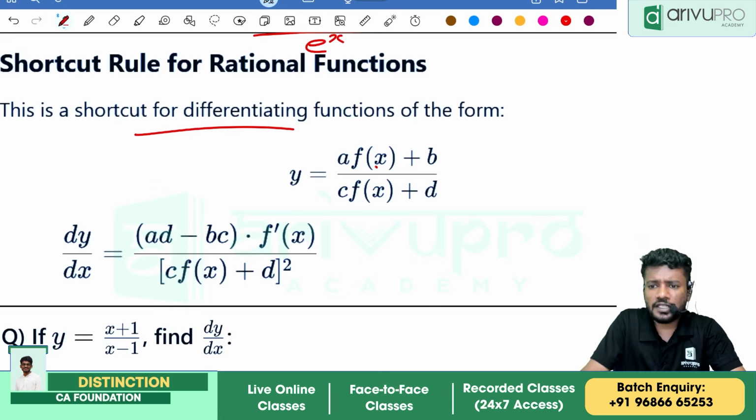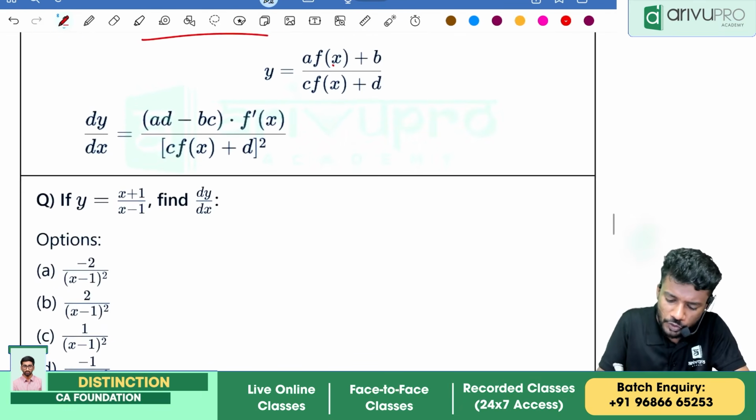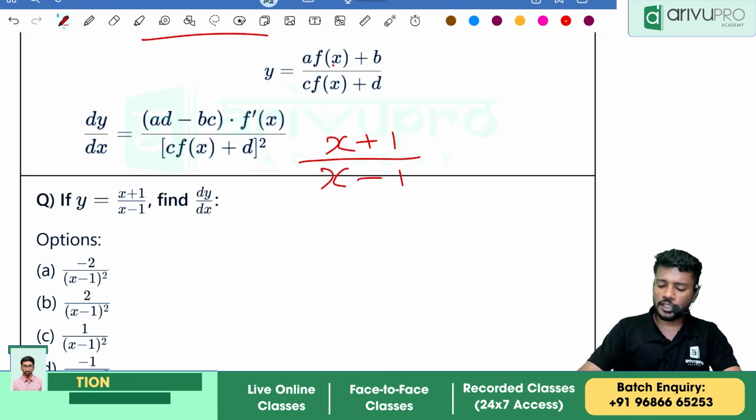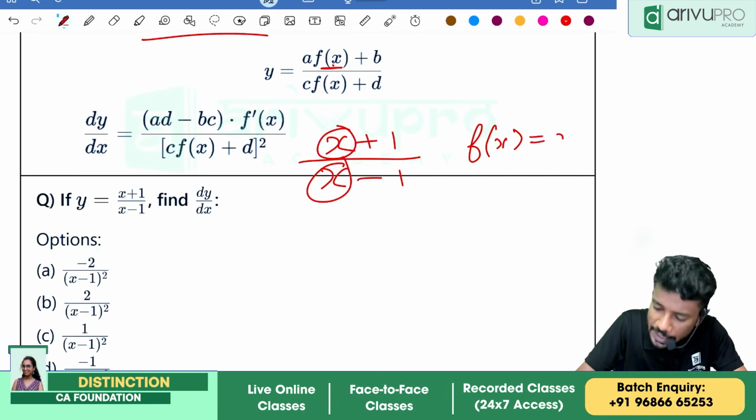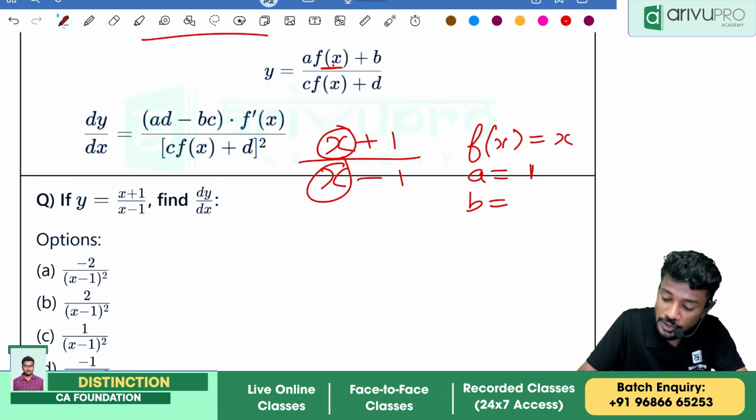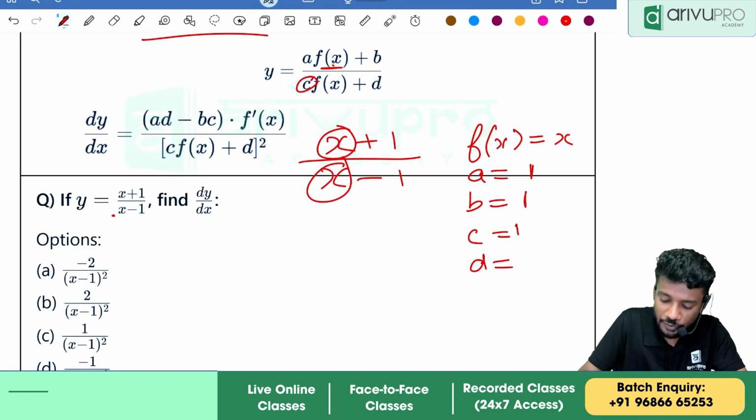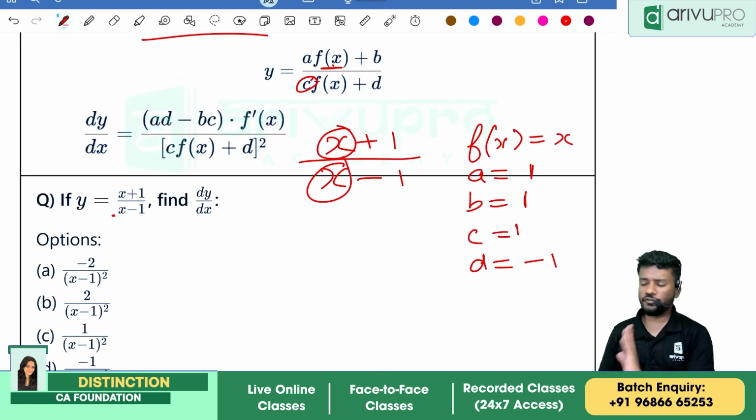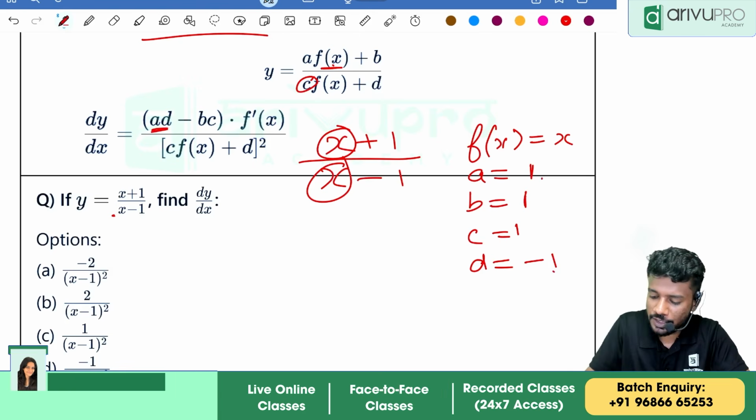What do you mean by this f of x? That will be a function. I'll show with the example of this question. Look here. x plus 1 divided by x minus 1. You tell me what is f of x in this form here. f of x is equal to what? x. Then you tell me what is the value of a. a, the coefficient of x, is how much here? 1. The b value is how much here? 1. The c value is how much here? That is also 1. Then the d value is how much here? Minus 1. Now, if you know this shortcut, you can directly go for the answer. That is nothing but ad. a into d is how much now?